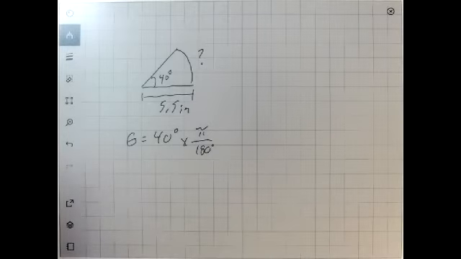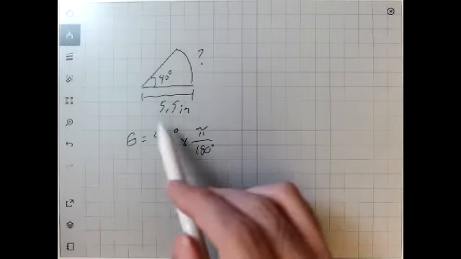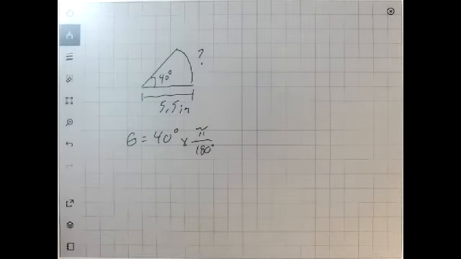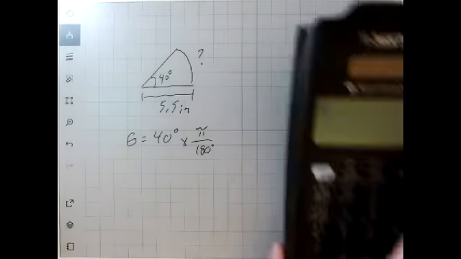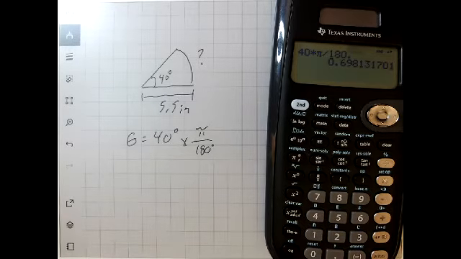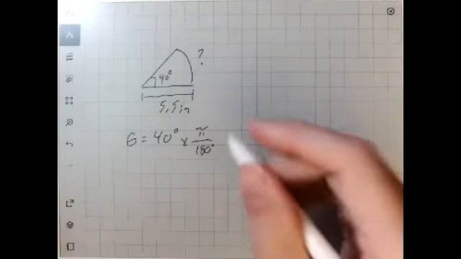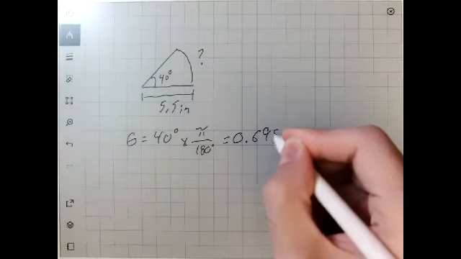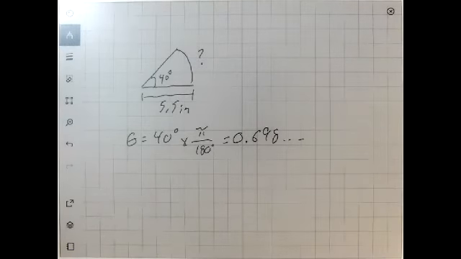And while I could do this using exact values, I have this 5.5 inches, which is a good sign to me that I'm going to want an approximate value at the end. So instead, I'm going to grab my calculator, I'm going to hit 40, multiply times pi, divide by 180, and I'm going to get 0.698 radians. And while I could round this, I'm going to let my calculator do the thinking for me and let it keep all of those digits. So my angle here is 0.698... radians. And we typically don't write a unit symbol for radians. Radians are just numbers.